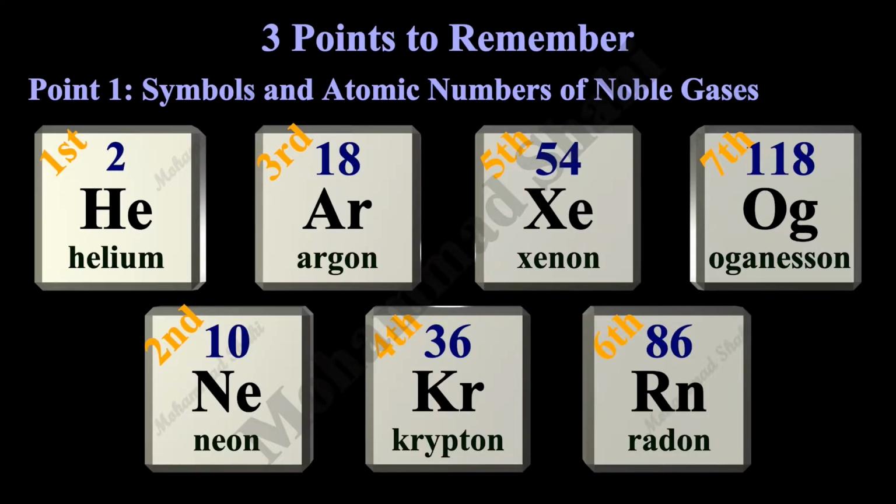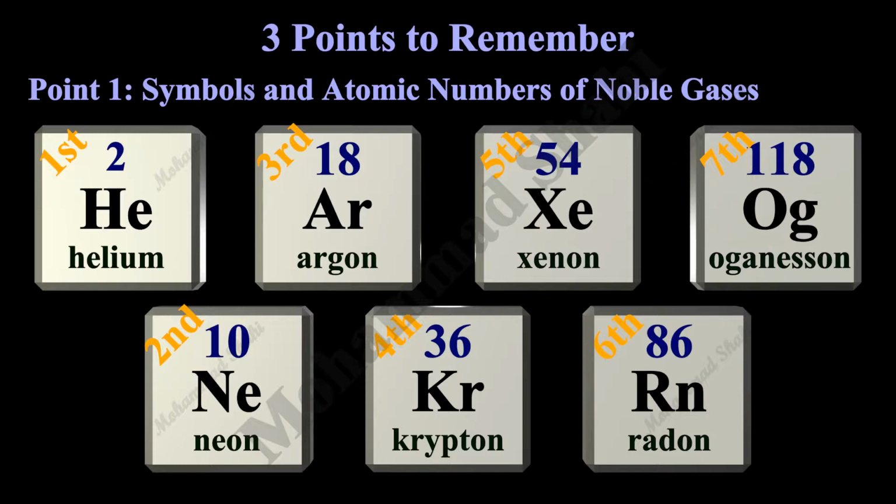To use the MSH method, 3 points or pieces of information should be remembered. The first point is the noble gases and their symbols and atomic numbers. There are 7 noble gases, where in the order of increasing atomic number from the lowest one to the highest one, the first noble gas is helium with symbol He and atomic number 2. The second noble gas is neon with symbol Ne and atomic number 10. The third noble gas is argon with symbol Ar and atomic number 18.